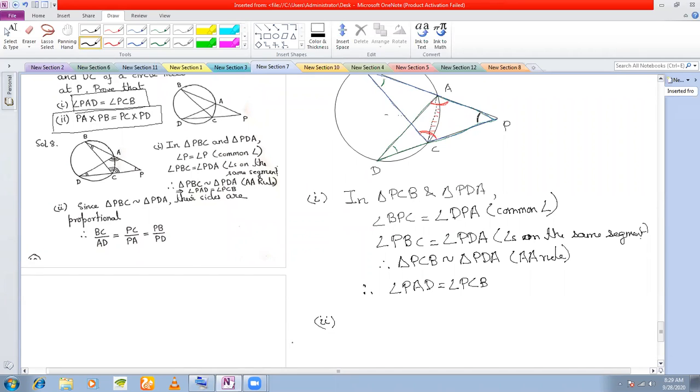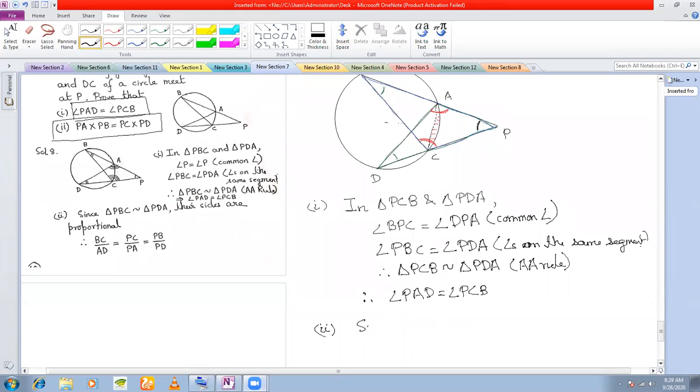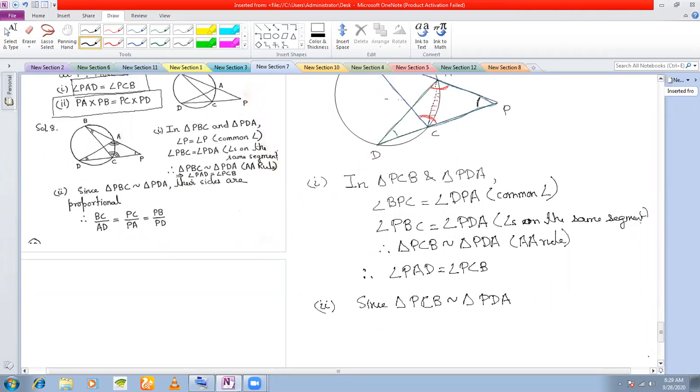Second part is also easy because you just have to write the proportional sides. The second part of this question actually hinted you towards proving similarity. So what we'll do here is write the proportional sides. Since triangle PCB is similar to triangle PDA, their sides are proportional.